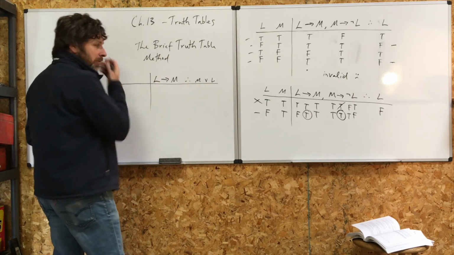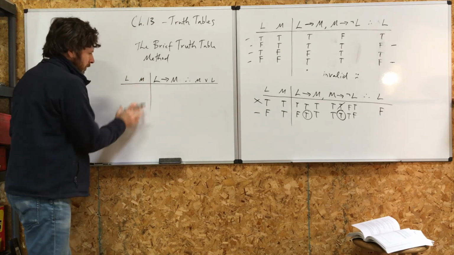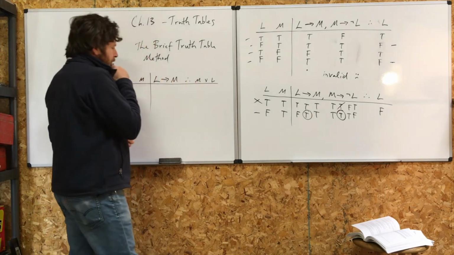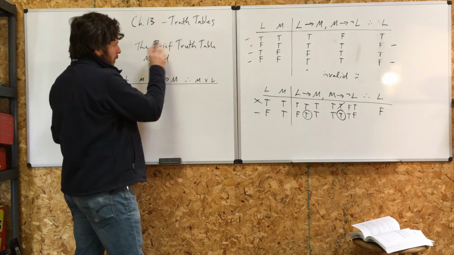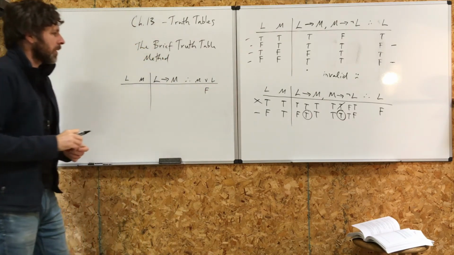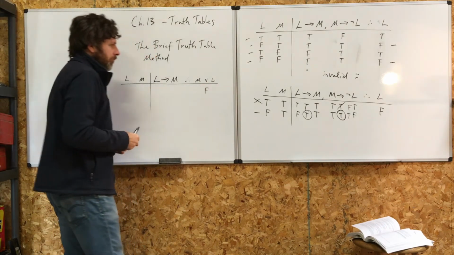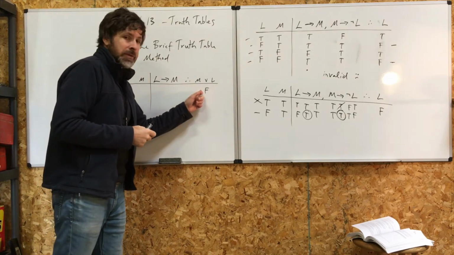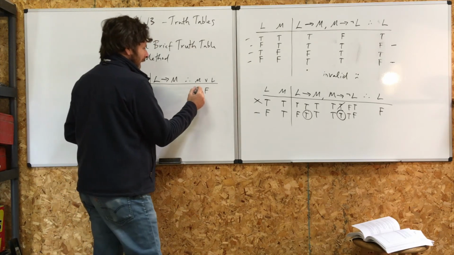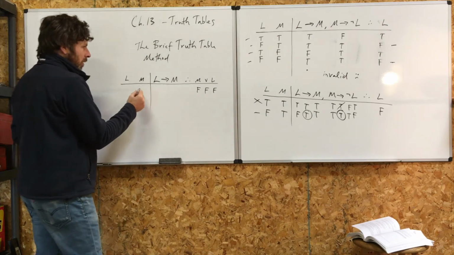It begins the same way as the full truth table method. Over here we have L and M. But instead of writing down all the truth value combinations, we're just going to work one row at a time, really. Okay, it generally works well in a brief truth table method to start from the conclusion. Let's make the conclusion false. Now to make this conclusion false, M or L, what does M have to be? What does L have to be? We know the answer. M has to be false, L has to be false. Let's plug those values in over here.